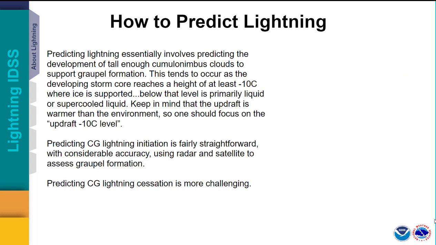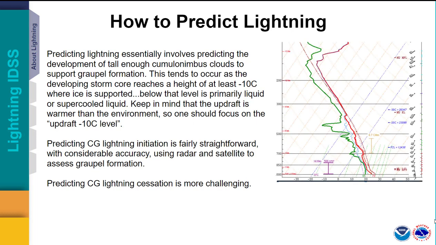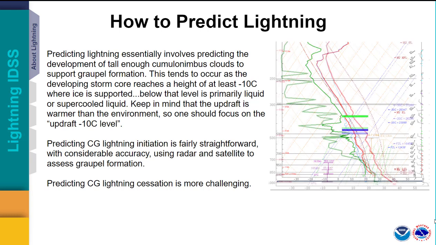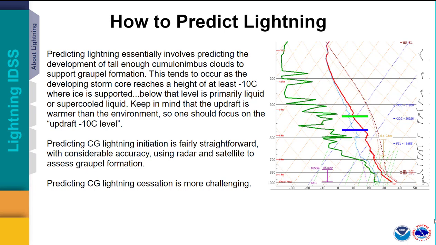Predicting thunderstorms involves essentially the forecasting of tall enough cumulonimbus clouds to support graupel formation. For that, we need the storm core, which I'm defining as the 40 dBz reflectivity core, to reach above the -10 Celsius level. Low top convection with cores below this level generally don't produce lightning. Now keep in mind that I'm referring to the -10 Celsius level within the updraft core, which is close to the environmental -10 Celsius level in a very weakly unstable environment, as shown on this sounding, but can be thousands of feet higher than the environmental level in a moderately unstable environment, shown on this one.